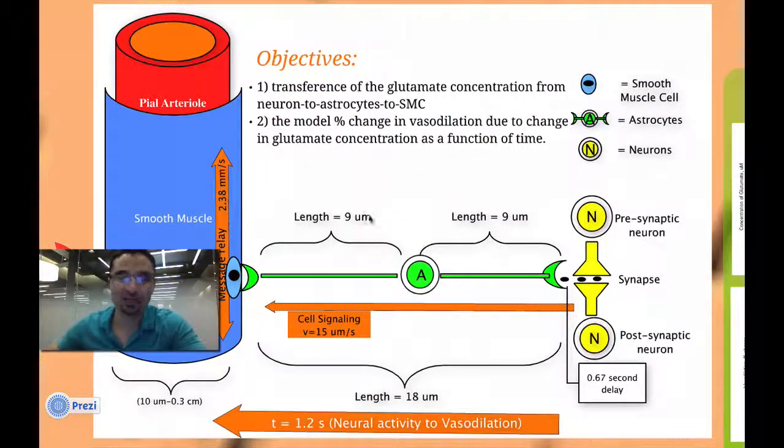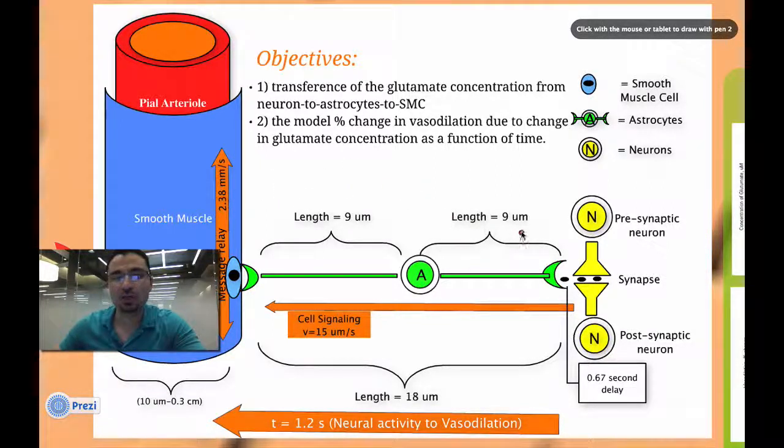So the objective for my model here was to see, first of all, the transference of glutamate concentration from neuron to astrocyte to smooth muscle cell. And the second part, which really is the key point of this whole research, is to see how this transference of glutamate to smooth muscle cells causes vasodilation.